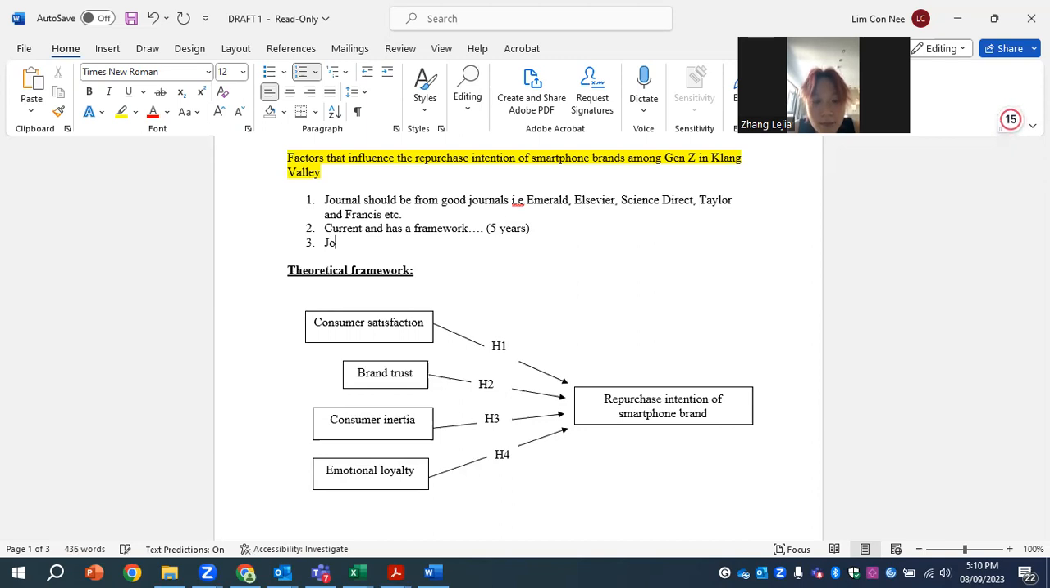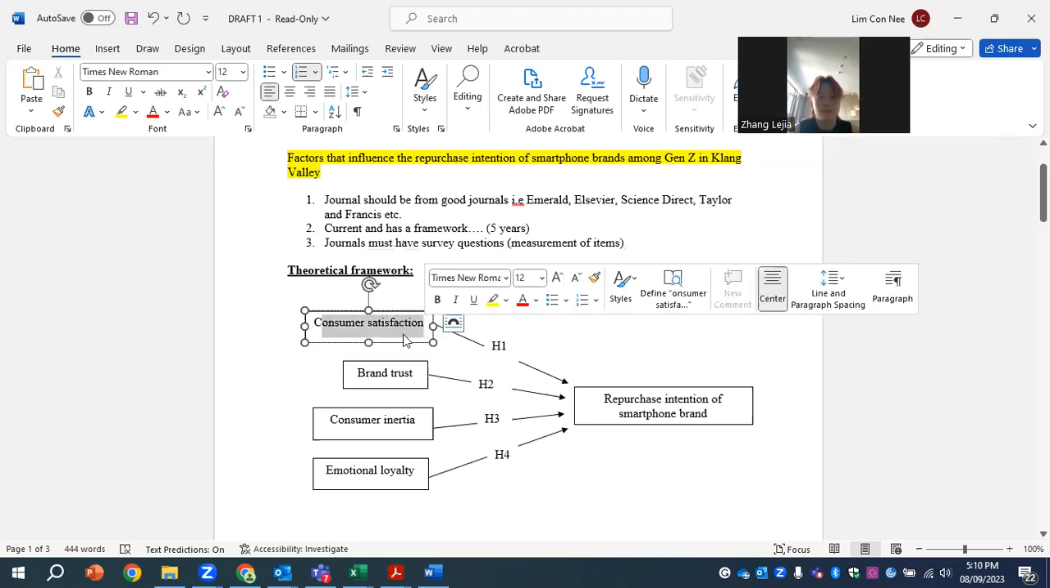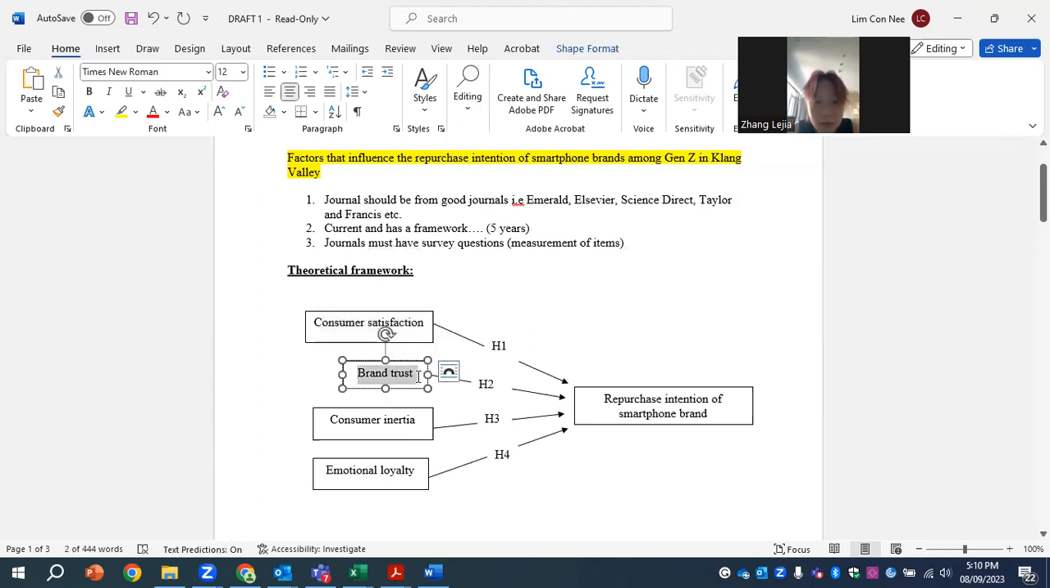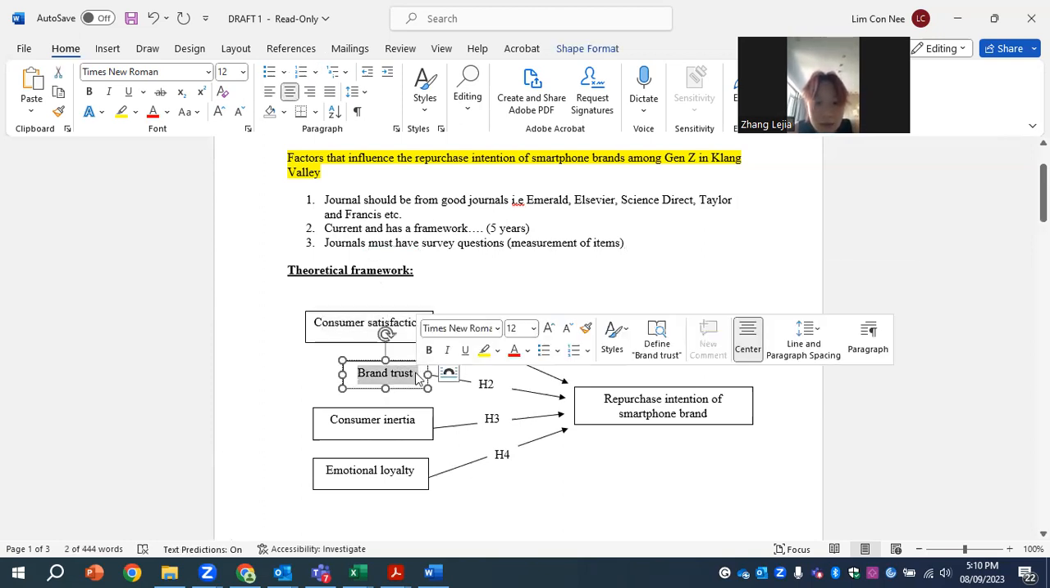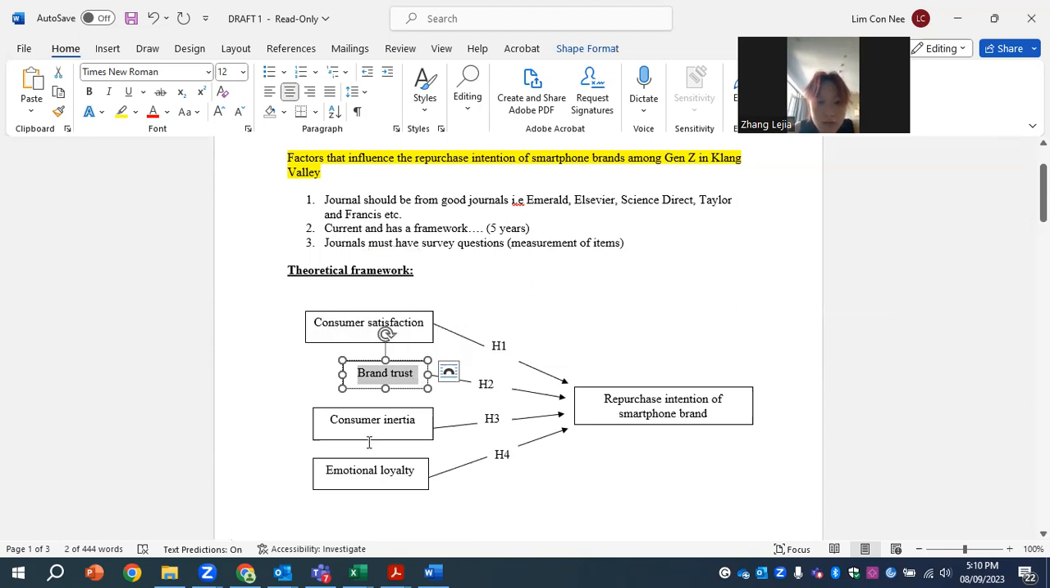And journals must have survey questions. What are survey questions? Survey questions are called measurement of items. For example, if I want to investigate customer satisfaction, or brand trust, what are the questions that I need to ask to investigate these variables? So the journal would already have the questions that you need to ask.